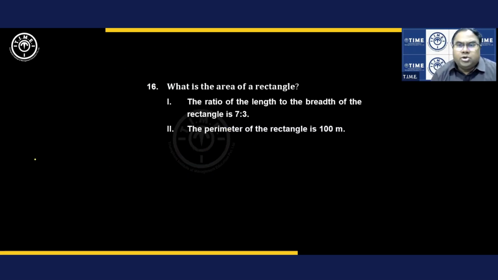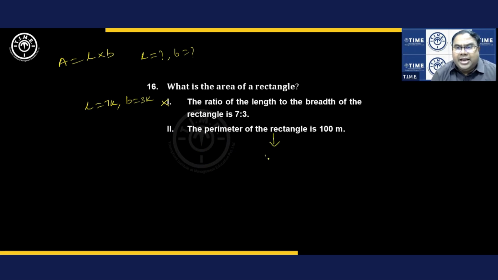Okay, first question, question number 16. What is the area of the rectangle? Length into breadth. To find the area of a rectangle, I should know the L value and the B value. First statement, length and breadth of a rectangle are in the ratio 7:3. So length is equal to 7K, breadth is equal to 3K. We cannot answer because we don't know that constant value.